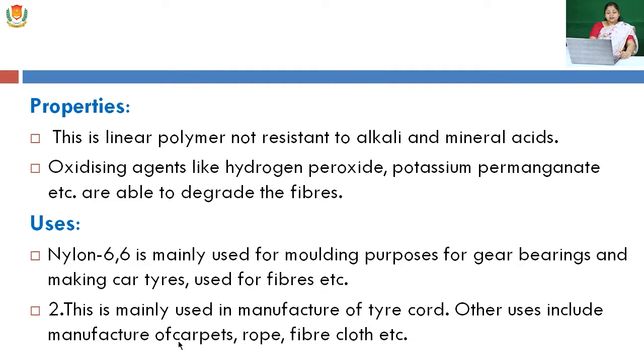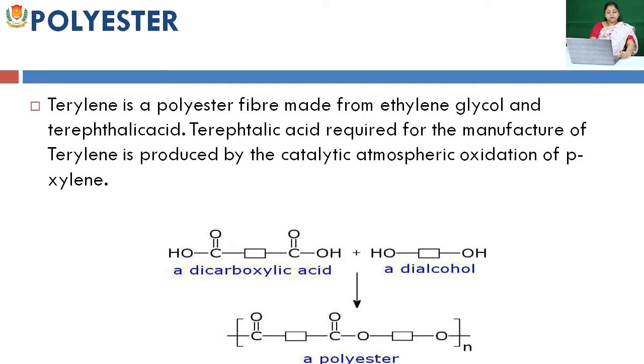Nylon 6 is mainly useful for molding purposes, for gear bearings, and making car tires, and it is used for fibers, etc. This is mainly used for the manufacturing of tire cords. Other important uses are manufacturing of carpets, rope, fiber, cloths, etc.